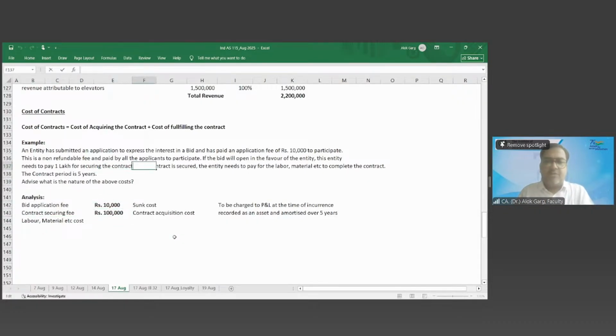Once the contract is secured, let me write the cost of labor, material, etc. will be approx 7 lakh rupees, right? So what is this cost of 7 lakh rupees? This is the cost of fulfilling the contract. Contract fulfilling cost. Okay.